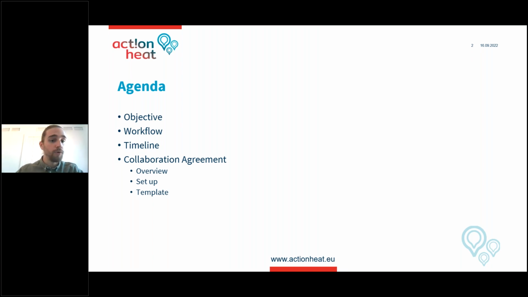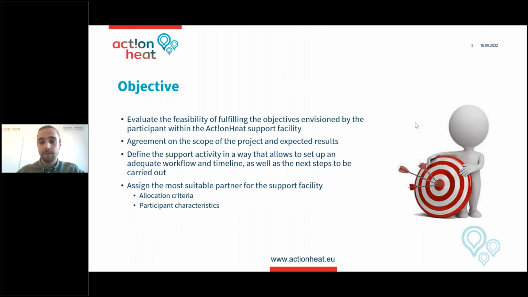So let's get straight to the point. First of all, the objective side of it: we carry out the collaboration agreement because we need to evaluate the feasibility of fulfilling the objectives envisioned by the participant within the onHeat support facility. And this means that perhaps some of the objectives are too ambitious, and we have to assess if it will make sense to split this project between two different support facilities, as applicants can apply to different support facilities and to different calls. So split it between two calls, or rather go for more attainable results.